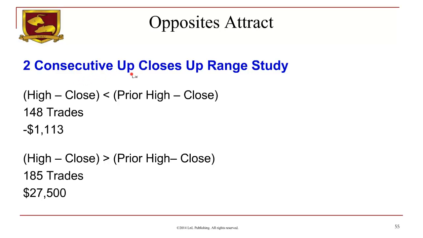Okay, what if we have two consecutive up closes, up range study? I wanted to look at this. We have two up closes. But in one of those consecutive up closes, the high minus the close is less than the prior high minus the close. Wow, we don't do very well, do we? But here, if the high minus the close is greater than the prior high minus the close, we do a whole lot better.